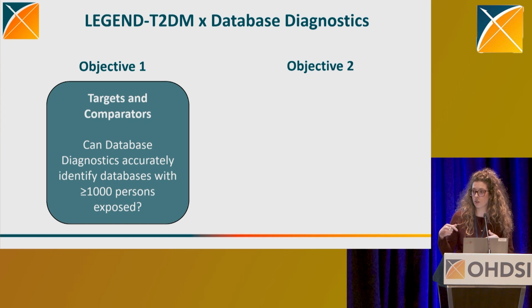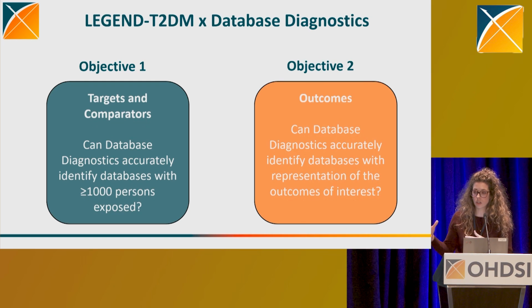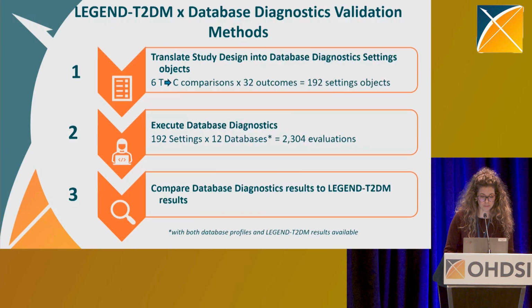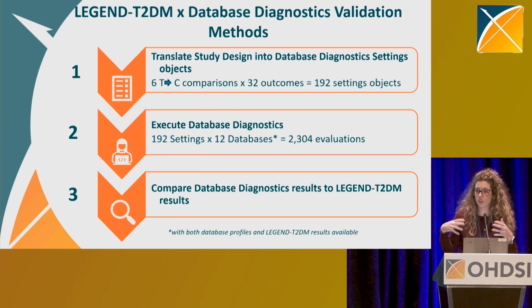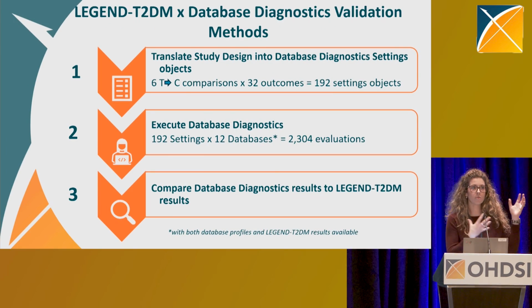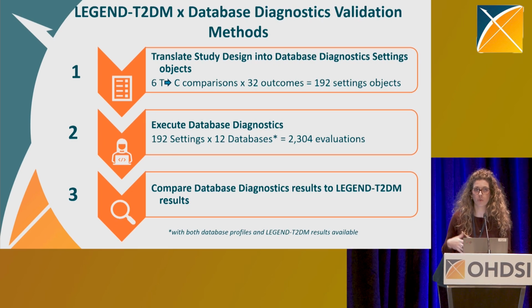And then objective 2, next slide, please, was we started looking at the outcomes, just to say, can database diagnostics accurately identify databases with representation of those 32 outcomes of interest? Next slide. So what we then did was we said, okay, here was what the Legend study looked like. Let's translate that into database diagnostics speak. So that's kind of what you see up here on the screen.